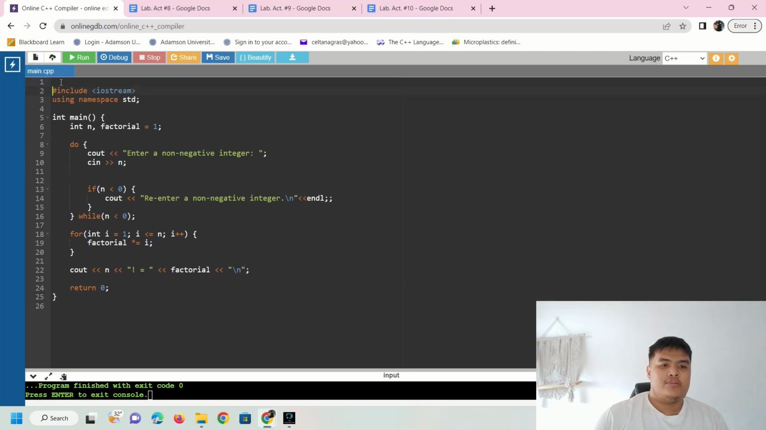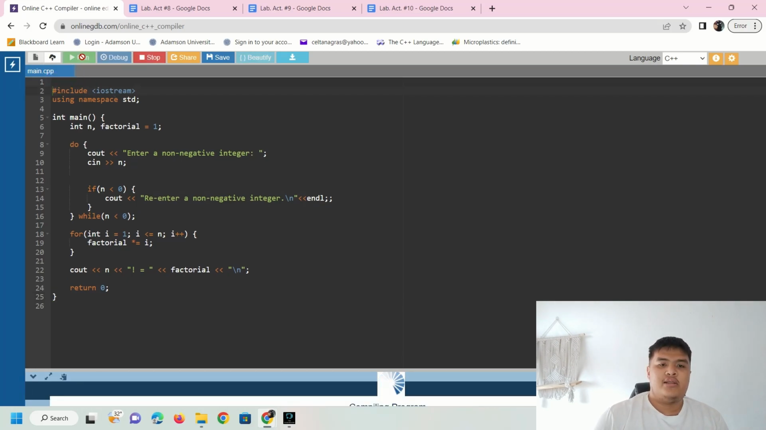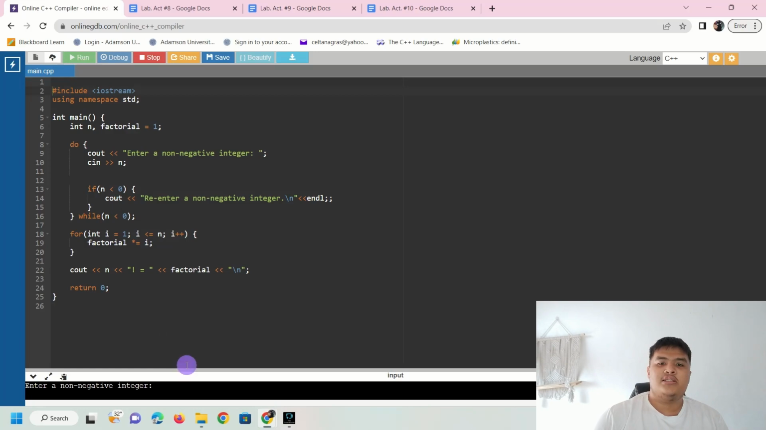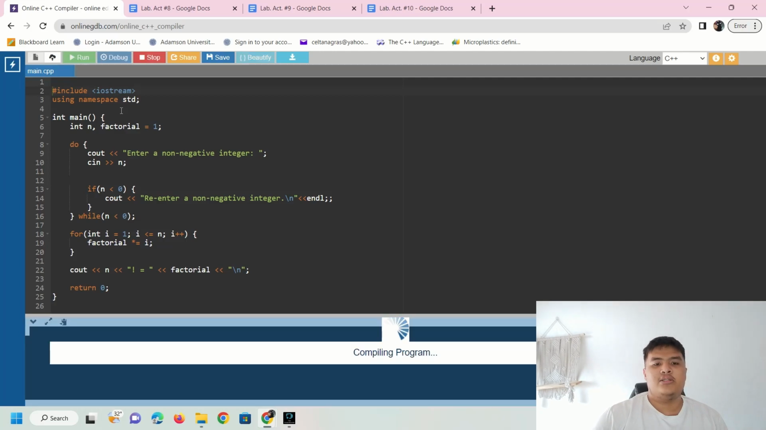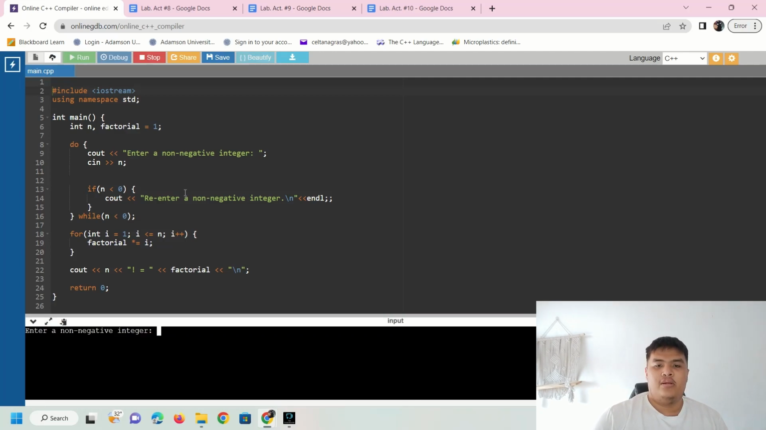This program prompts the user to enter a non-negative integer and calculates its factorial. It uses a do-while loop to ensure that the user enters a non-negative integer. The program calculates the factorial of the integer using a for loop and stores the result in the factorial variable. Finally, the program prints the factorial of the input integer to the console.